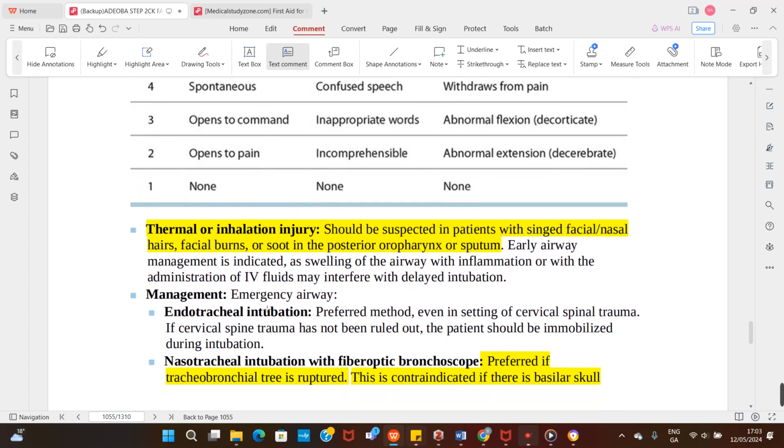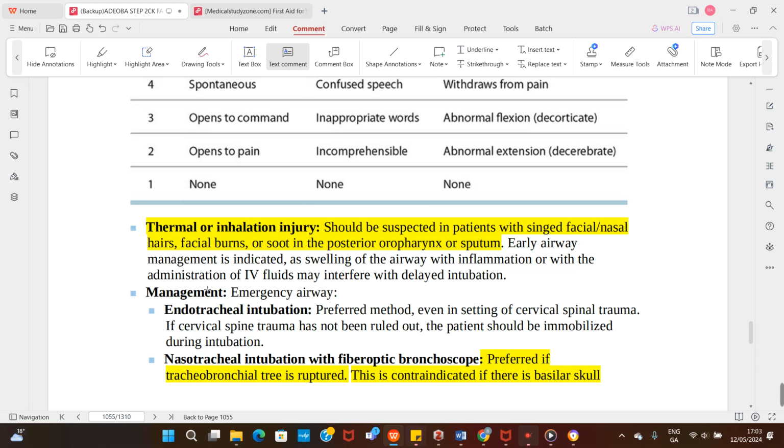So what do we want to do? We want to choose the endotracheal intubation first. That is the most preferred method, right? Except in some conditions, like when you have rupture of the tracheobronchial tree. In that situation, you might want to do another thing. But in most situations, the first is to do an endotracheal intubation. That's the most preferred method, even in the setting of cervical spine trauma.